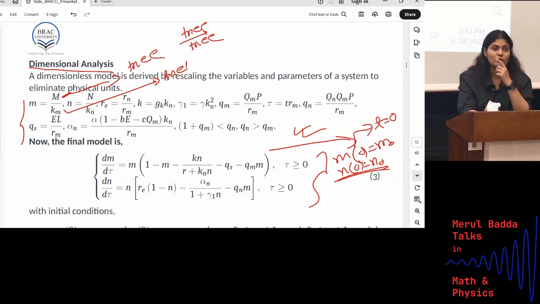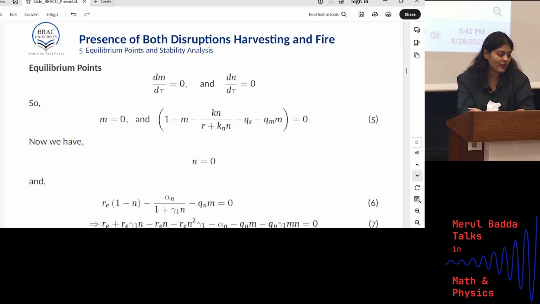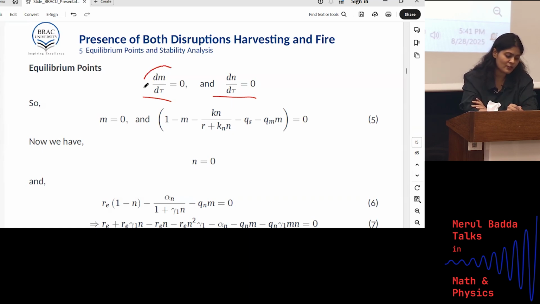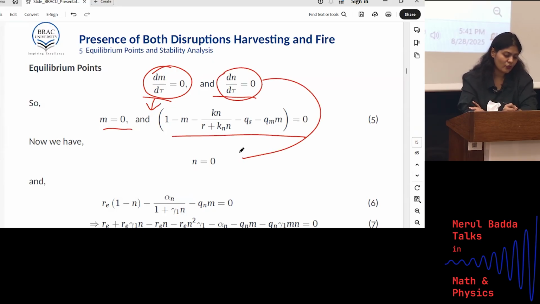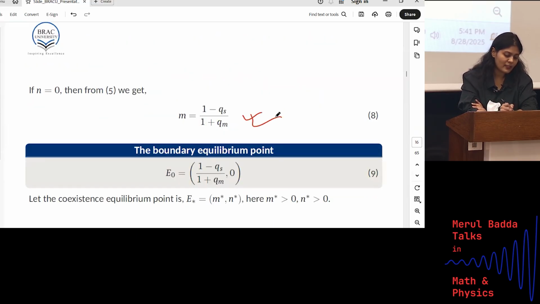Then the equilibrium point. We know that for the equilibrium points we have to set the derivative equal to 0. So if we do this mathematics, we find two equations, this and this. If we put the value in this equation, we find the value of M. It is called a boundary value equilibrium point, or we can also say the beetle-free equilibrium point, because there are no beetles in the forest. So this is our boundary equilibrium point.